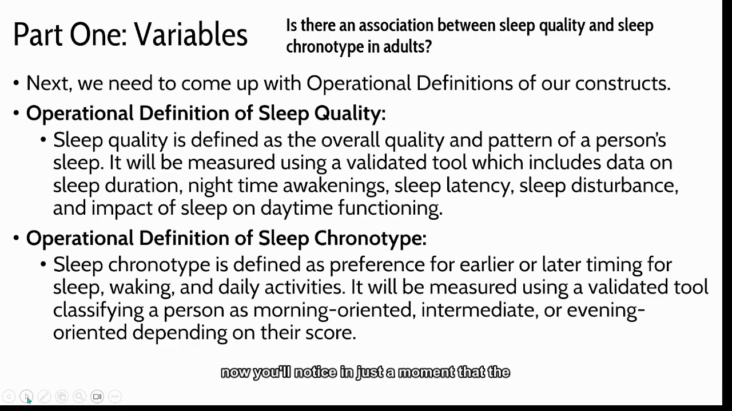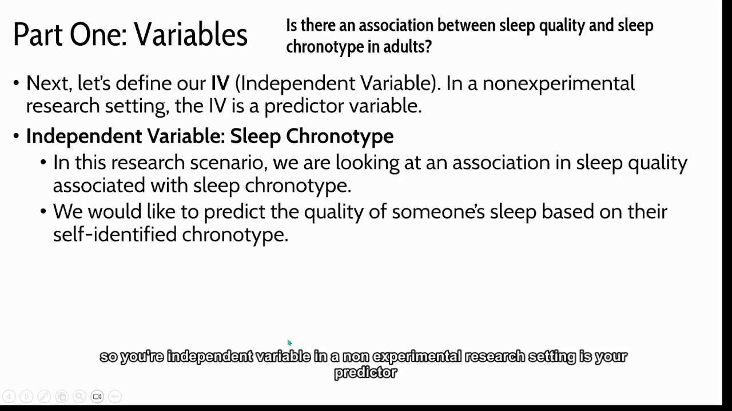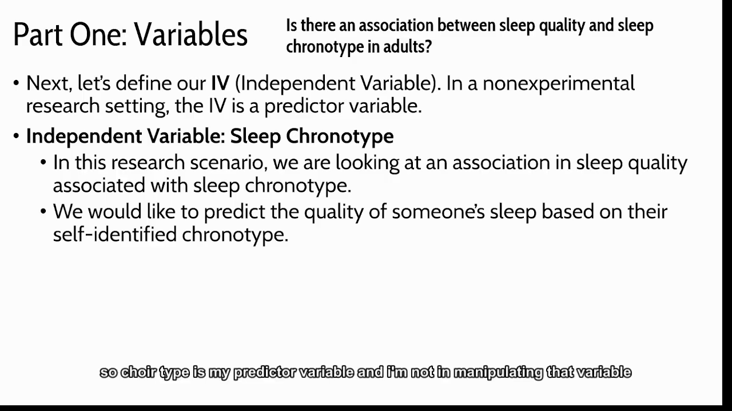Now, you'll notice in just a moment that the independent and dependent variables are just variations of these definitions, and that's okay. So your independent variable in a non-experimental research setting is your predictor. So I'm trying to predict if there's an association in sleep quality based on a person's chronotype. So chronotype is my predictor variable, and I'm not manipulating that variable. I'm looking at the way it exists naturally.